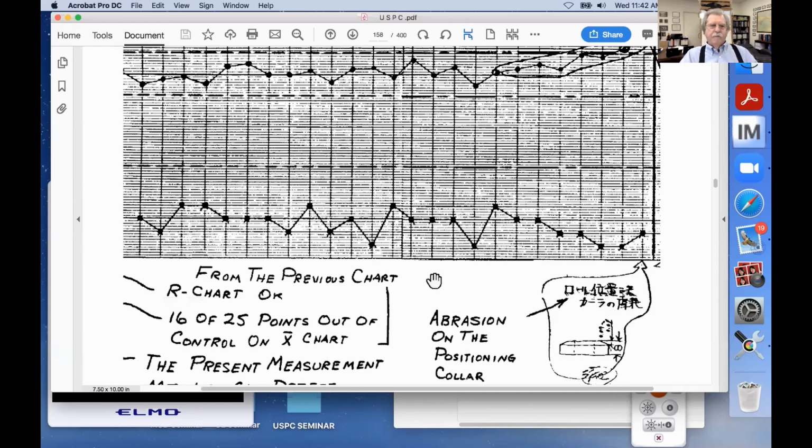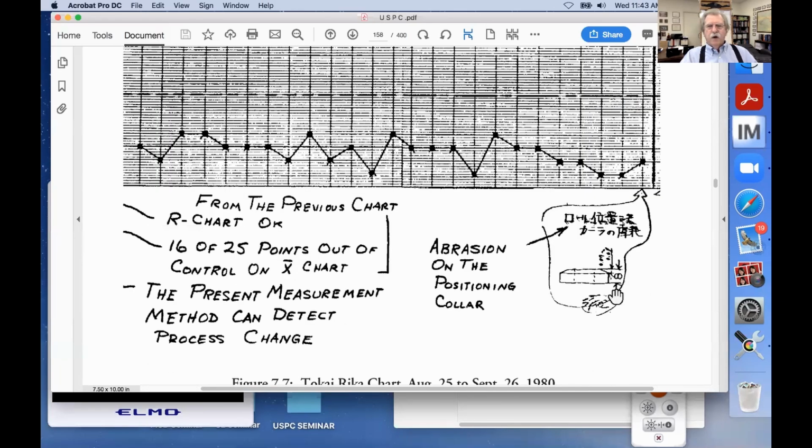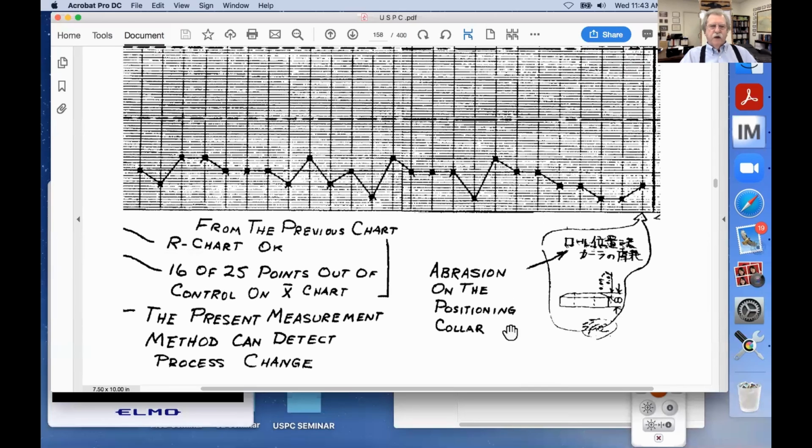So, abrasion on the positioning collar, a diagram of it. This is the part that gets the tool wear in this case. There are 2 steps that are being tracked by this process. The first step is called blanking, and it's where they punch the mild steel disc into a cylinder. The second is called rolling, where they put the crimp in. We'll hear about both of these.